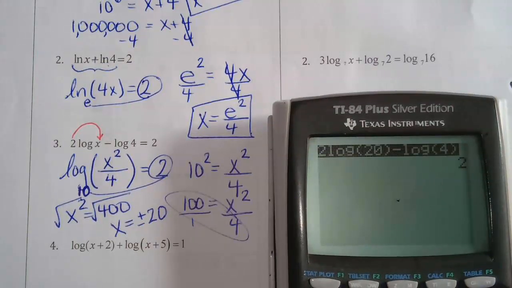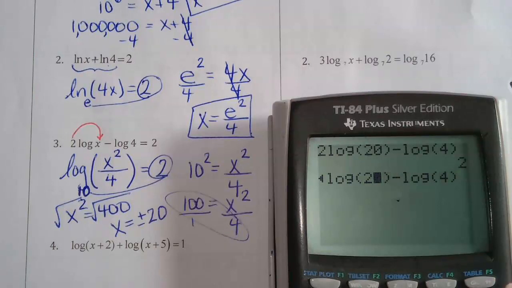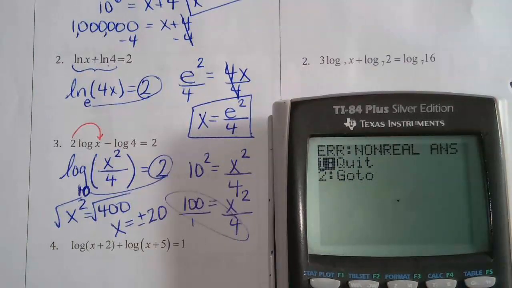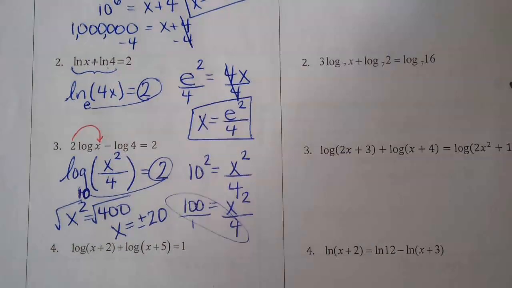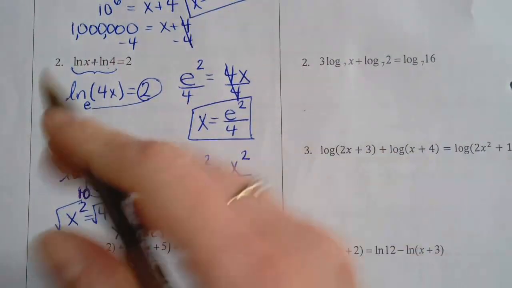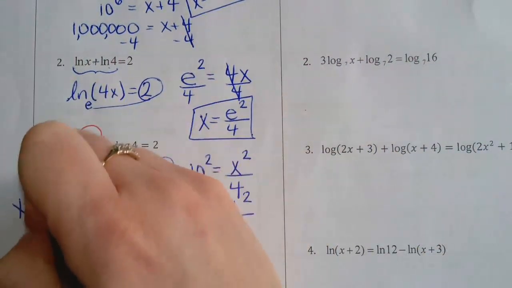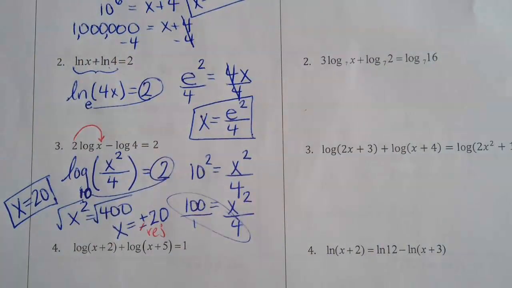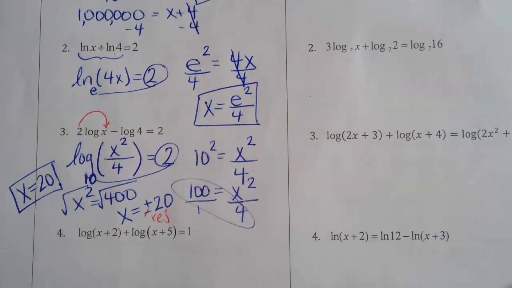But if I substitute in negative 20, see how it says non-real? You can't take the log of a negative value because remember the asymptote, it doesn't exist. So I actually have to reject the negative answer. And the true solution, which I guess I'm writing over here because I ran out of space, I'm all over the place on that question, is just the positive 20.